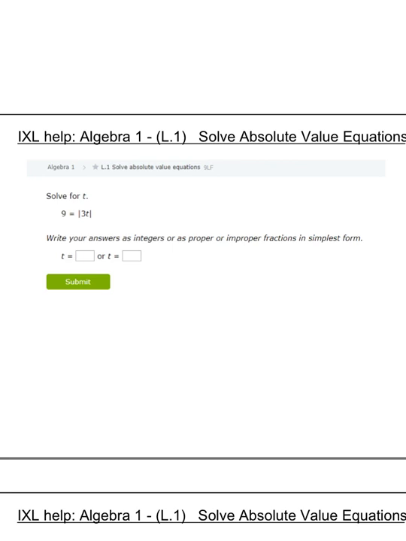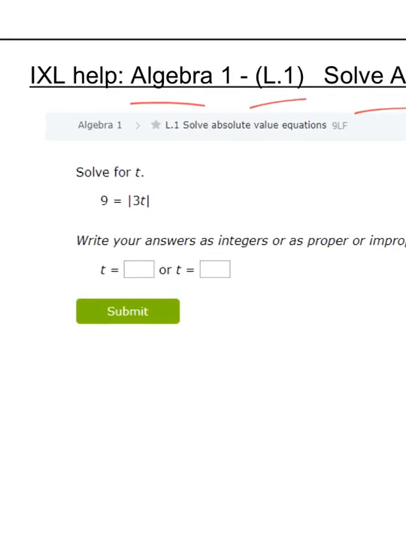All right, everybody, here's some help on that IXL assignment. It's topic L1 in the Algebra 1 class, which is solving absolute value equations. Just what we've been working on here in class, and the problems today are very similar.